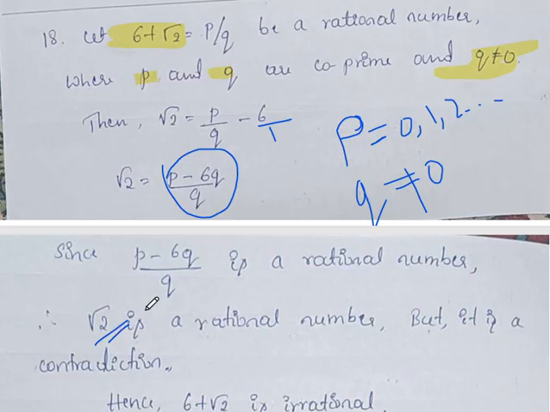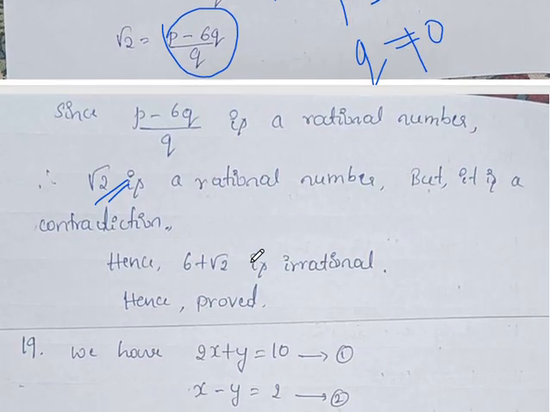If root 2 is an irrational number, then 6 plus root 2 is also irrational, because the root 2 value is 1 point something that is non-terminating, it will not terminate anywhere. If you add 6, you again get a non-terminating value. So this is an irrational number. So we have proved here that 6 plus root 2 is an irrational number. This is not a rational number. This is not in the form of p by q.